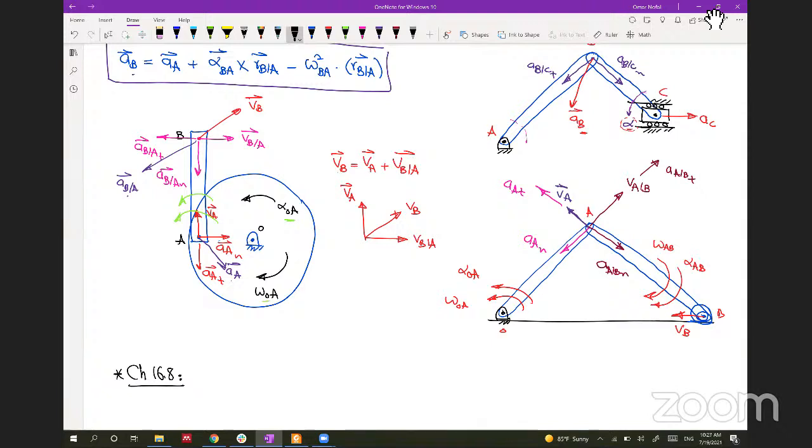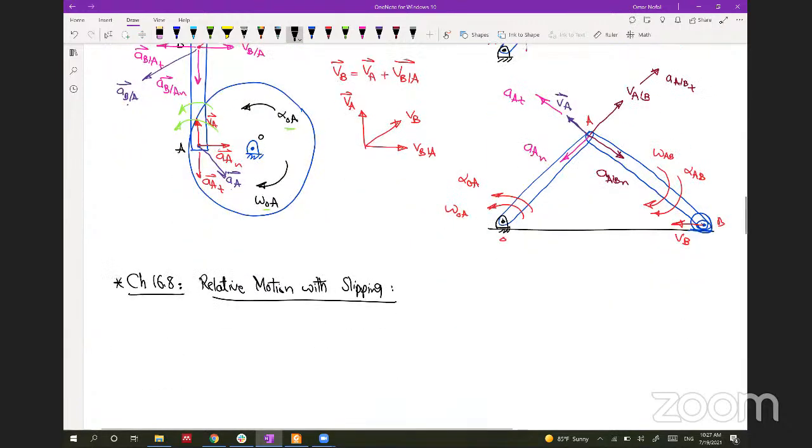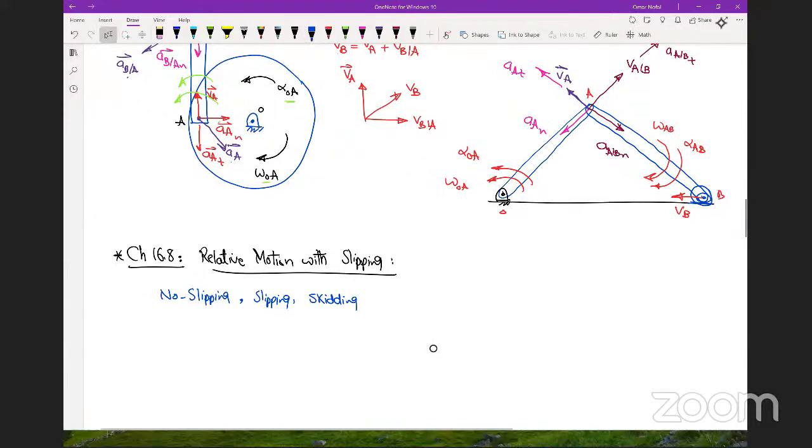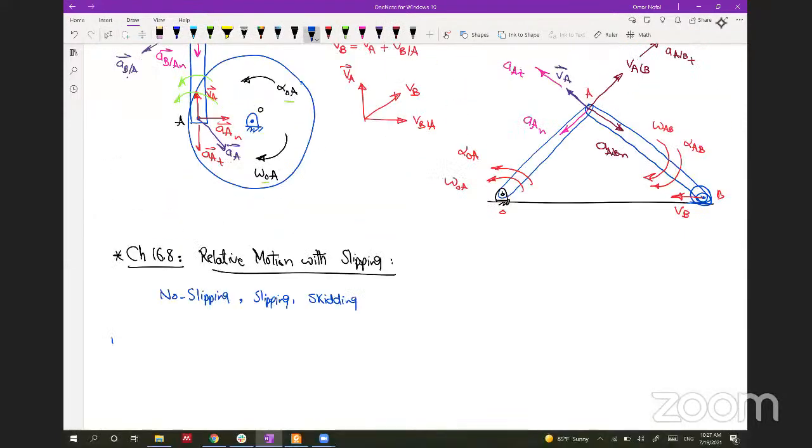Rigid body relative motion with slipping. Okay. So here I want to differentiate between three terms: no slipping, slipping, and skidding. So let's differentiate versus rolling. Let's say here, number one, rolling without slipping.